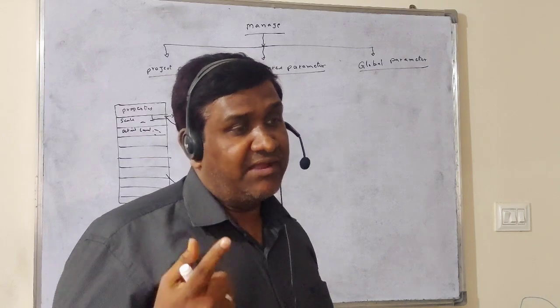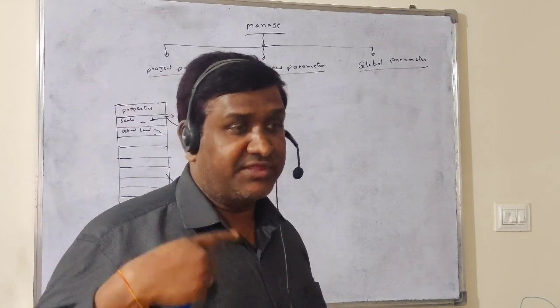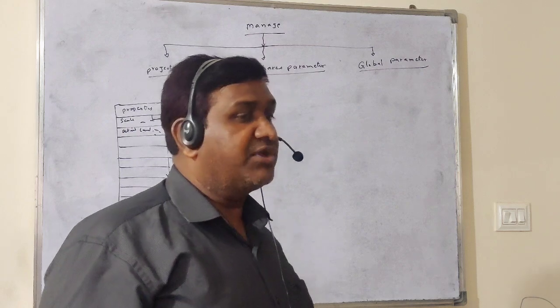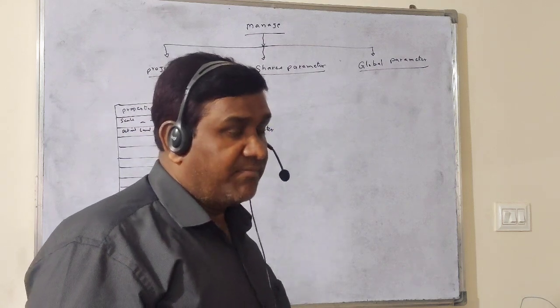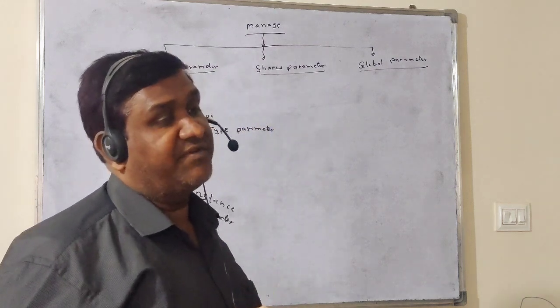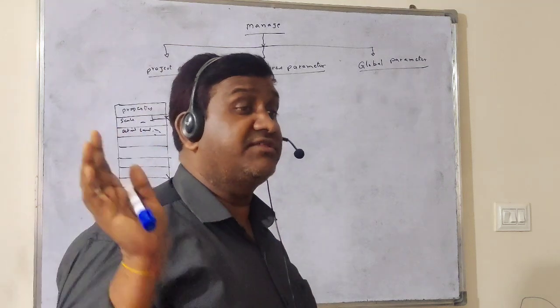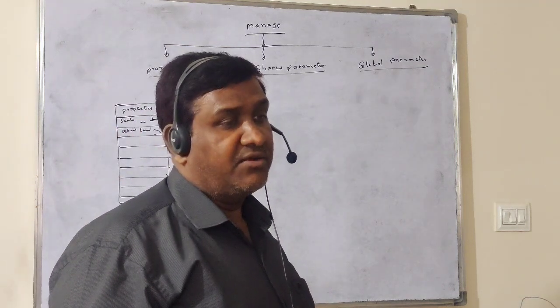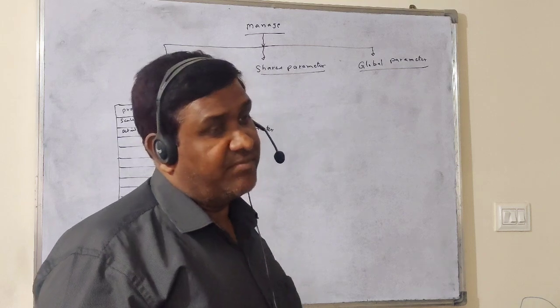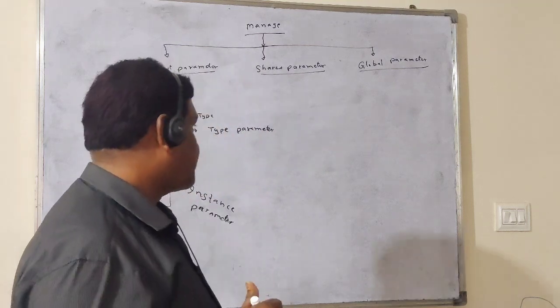Okay, so why do we have to give parameters in type and why do we have to give parameters in instance? Because when we update these two types of parameters in a model, there will be a huge difference. What type of difference will be there, you have to know today.